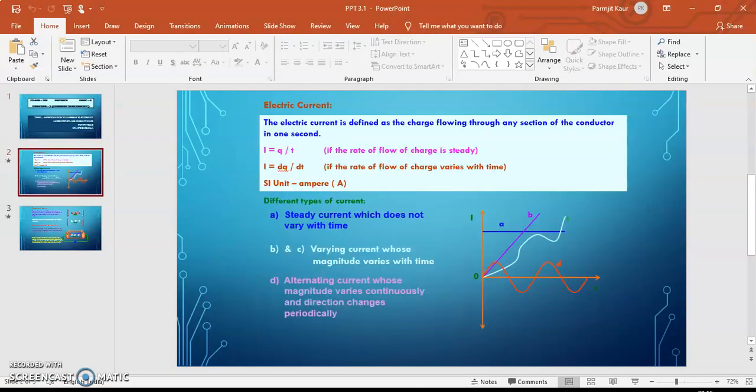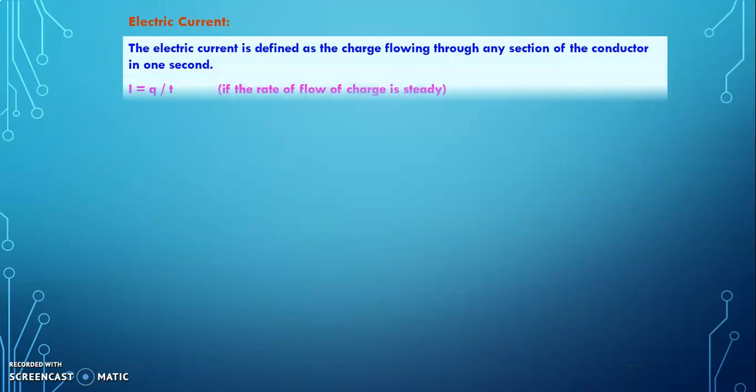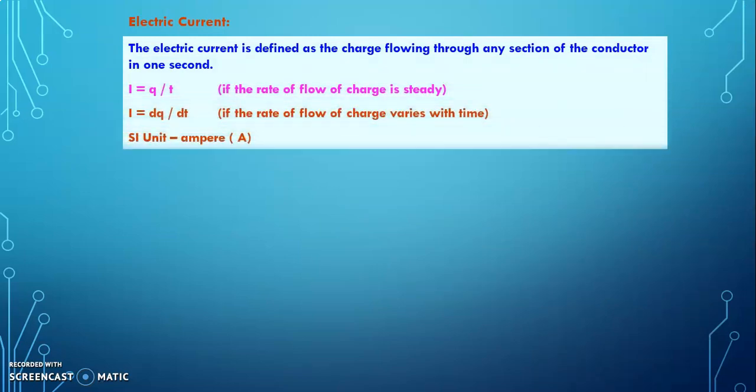Let me start with this portion where we discuss what current is and so on. So students, electric current is defined as the charge flowing through any section of a conductor in 1 second. So charge flowing per unit time, that is the mathematical definition of current. If the charge is flowing at a steady rate, then we can calculate it using the formula: current I is equal to Q upon T.